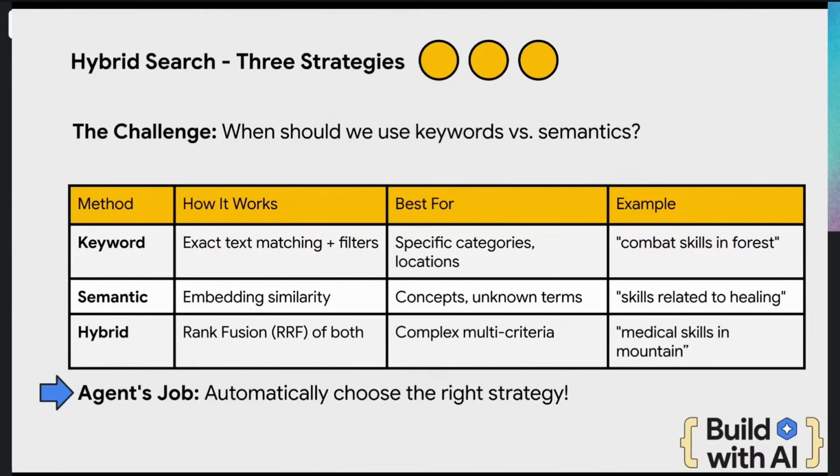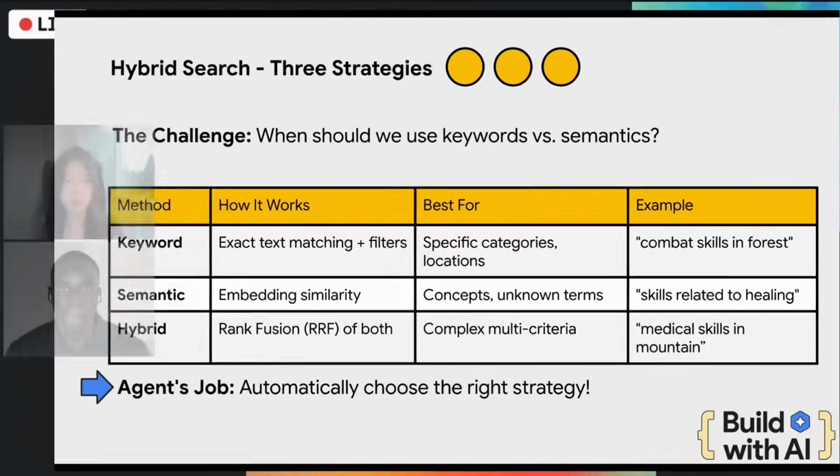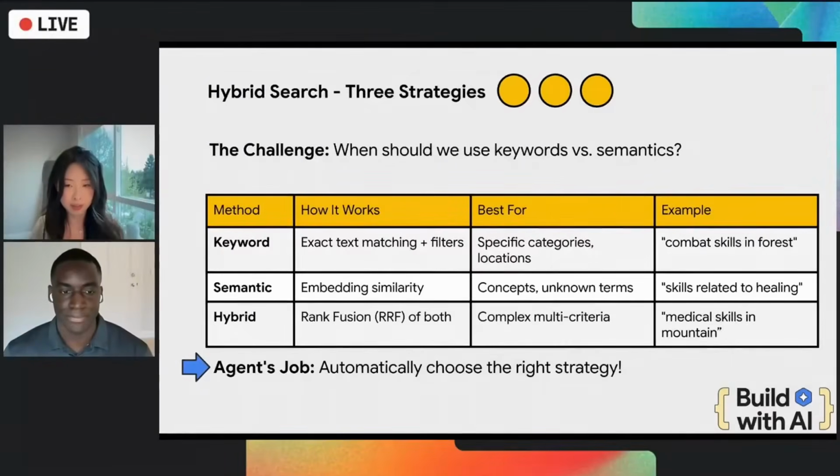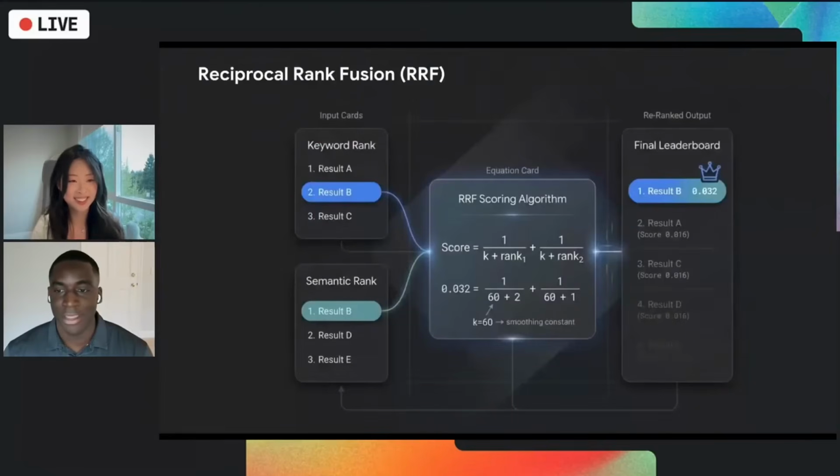But what if there's a case where you care about both the meaning and the keyword? For example, I want to search for medical skill in mountain. Medical skill is medic, anything similar to medic. But for mountain, maybe I want a specific location code. So in this case, we want to use hybrid search. But how do you do hybrid search? Ayo, do you know? Yeah, great question.